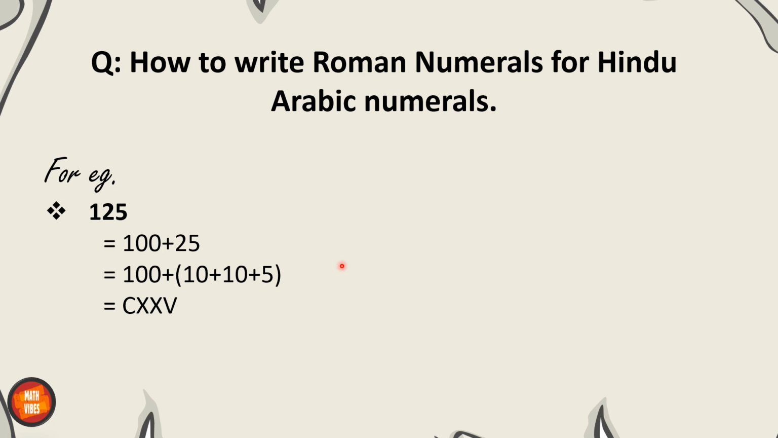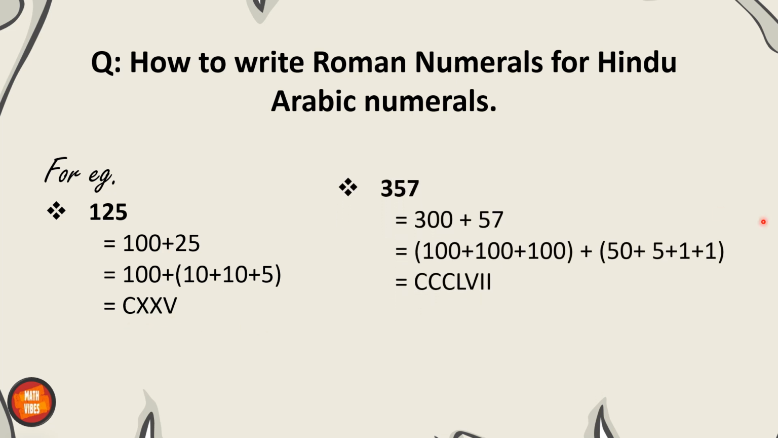अब 25 का भी नहीं होता, बट अगर मैं इसको 10 plus 10 plus 5 लिखूं, then I can do it. क्योंकि अगर मैं इसको 20 plus 5 लिखूं तो 20 का भी सिंबल नहीं है, बट 10 का तो है. So I will repeat 10 two times. So 10 plus 10 plus 5. So 100 का C, 10 10 means XX, and then 5 का V. So CXXV.